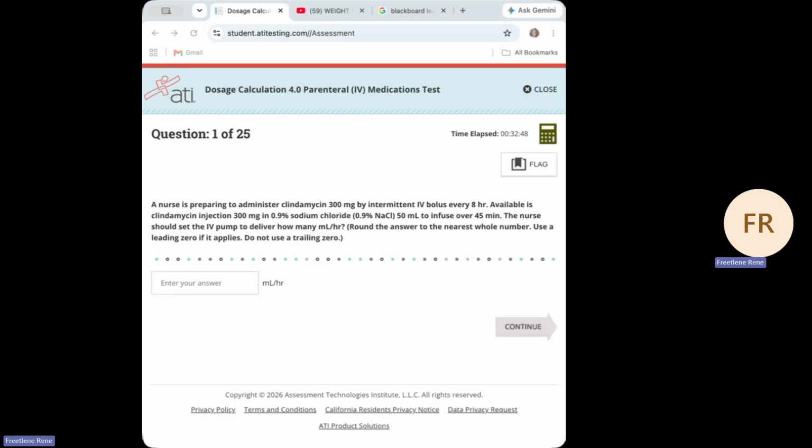Look at what is available, what you are trying to administer, and how long you're trying to administer that medication. So take a second, look over it, and then we'll do it together.